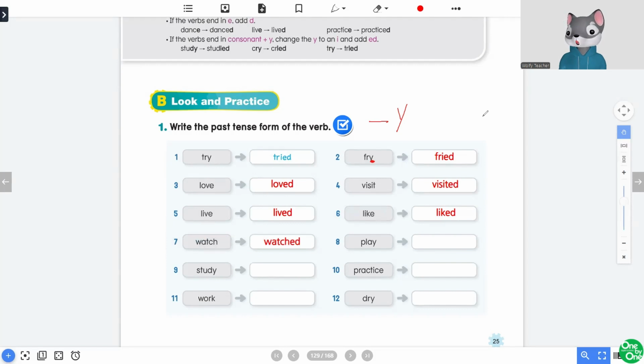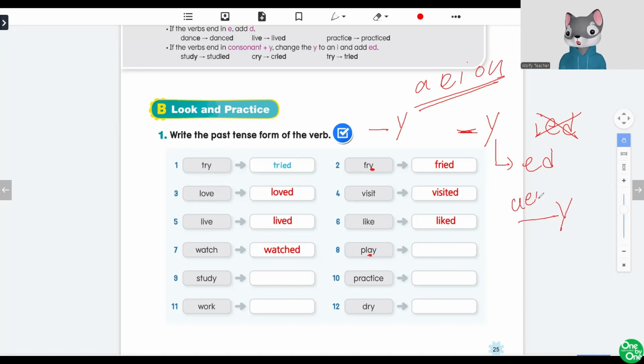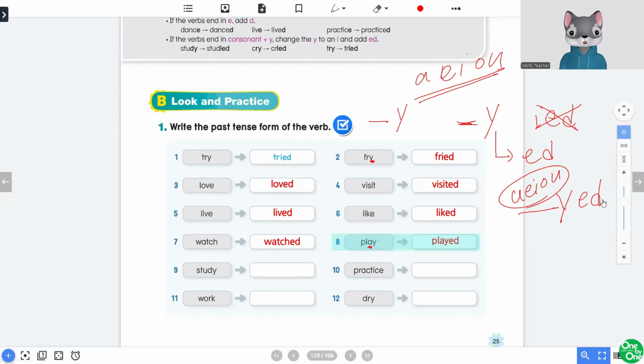Now, if we have a Y and we do not have a consonant, we have a vowel over here, just like A, E, I, O, U, then we do not put an IED. Nope. What we need to put is just a plain old ED at the end. So in front of the Y, if you see an A, E, I, O, U, please remember you only need to put an ED at the end, which means play would only need an ED at the end. Played.